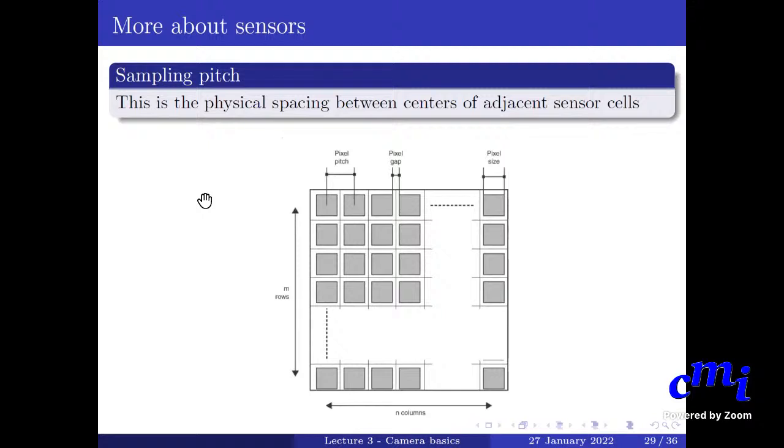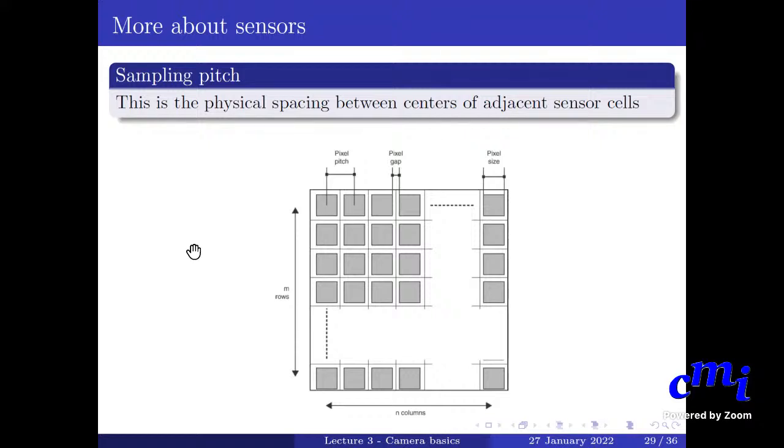There is something called a sampling pitch. Sampling pitch means the physical spacing between two adjacent cells, adjacent pixels in your image or adjacent cells on the sensor. You look at the center of these two and measure the distance between them. That is called the sampling pitch.